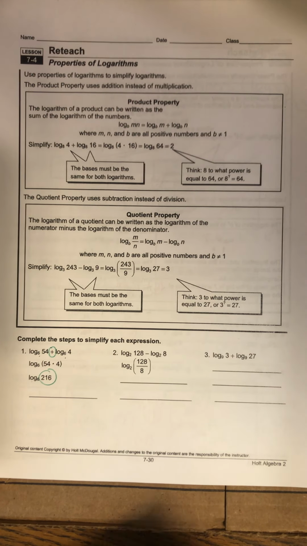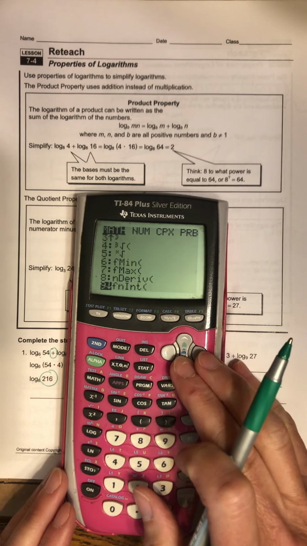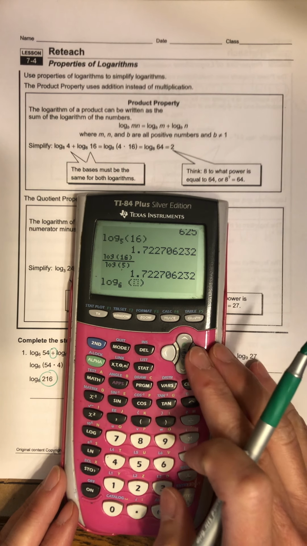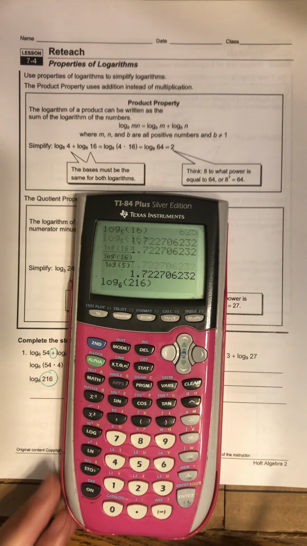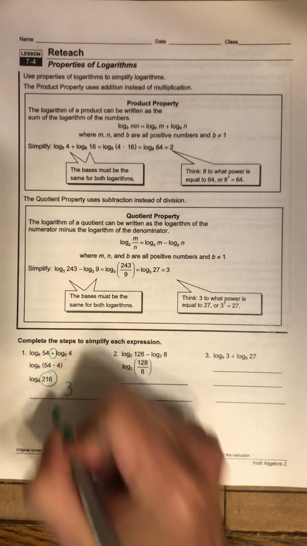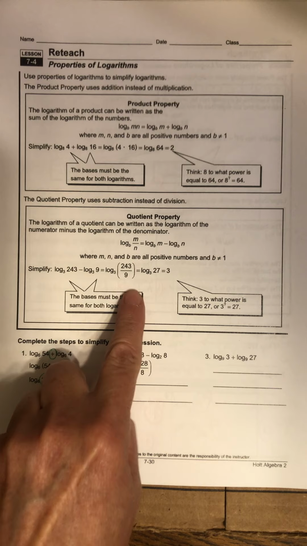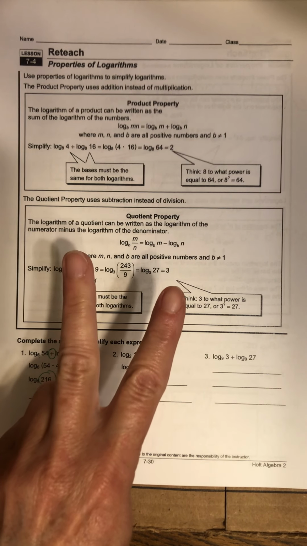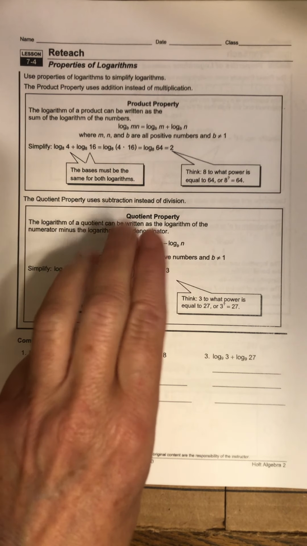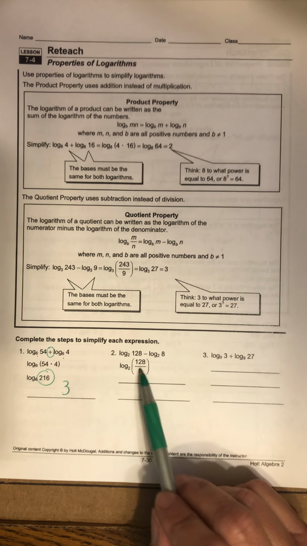Let's throw that in the calculator. Let's use our log base and get a final answer. Log base 6 of 216. That is a really nice 3. Let's just check that mentally. If you have a base of 6, 6 times 6 is 36, times 6 is 216. With a base of 6, that is an exponent of 3.